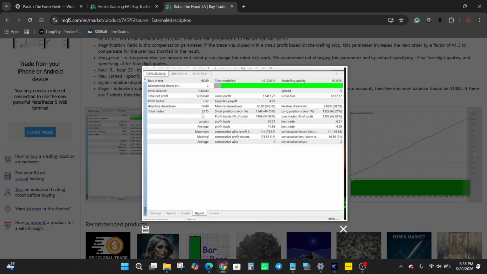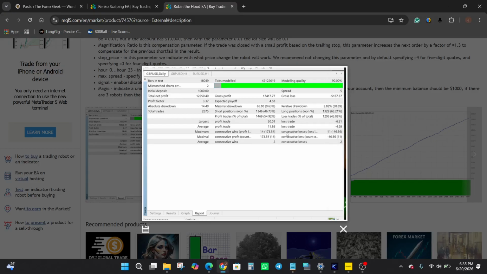The total trades taken were 2,675, out of which 1,469 were profitable. That gave us a 54.92% win rate. And then I can see that the largest profit here was just $30.01. Largest loss was $6.51. Average profit was $11.86, and the average loss was $4.28.